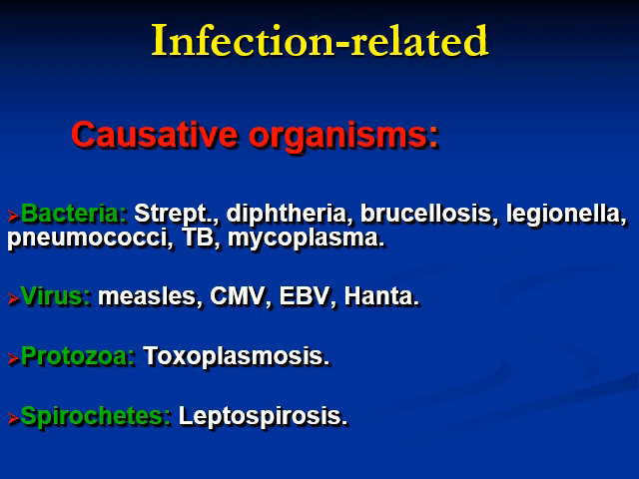A lot of organisms can induce acute interstitial nephritis, including bacteria such as the streptococci, the diphtheria, the brucella, the legionella, the mycobacterium tuberculosis, and mycoplasma. Viruses such as the rubella virus, the cytomegalovirus, the Epstein-Barr virus, and the hantavirus. Protozoa such as Toxoplasma gondii can induce an acute interstitial nephritis, and spirochetes such as in leptospirosis.